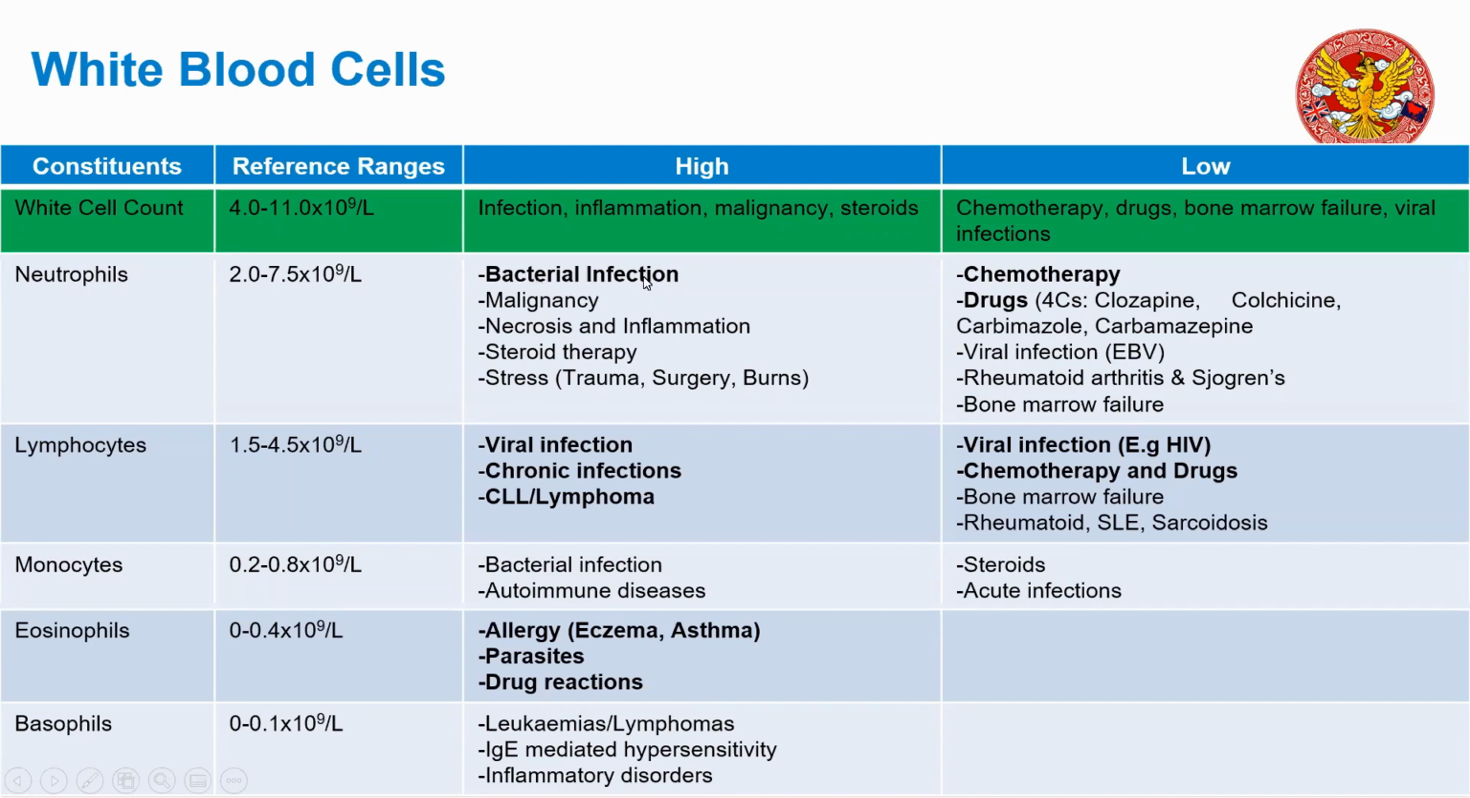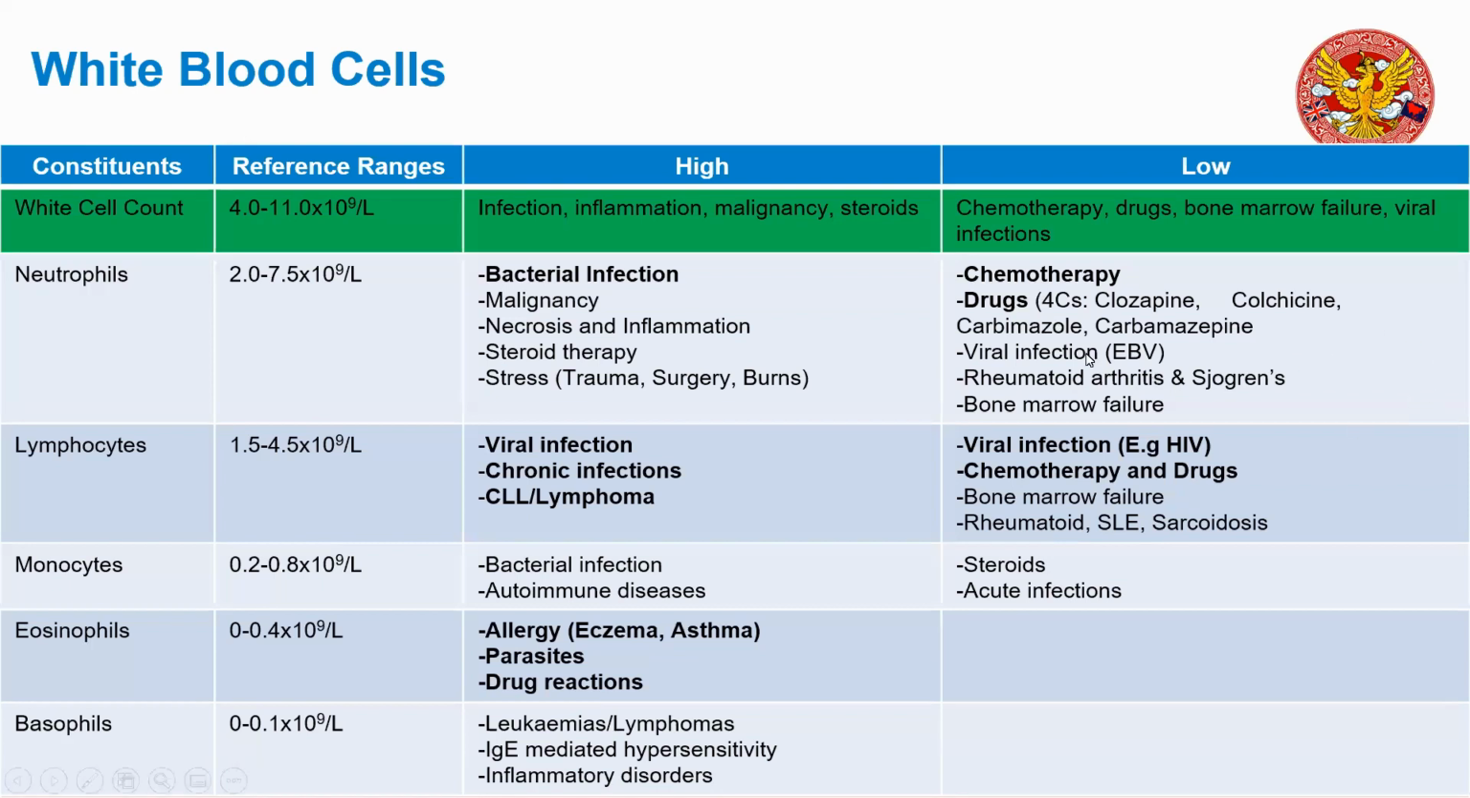A high neutrophil count is generally associated with a bacterial infection. Other things like malignancy, general inflammation, the use of steroids or stress, such as trauma or surgery, can also cause an increase in the neutrophils. But when you see a high neutrophil count, think bacterial infection. And a low neutrophil count, you want to think about chemotherapy, as well as certain drugs. I summarized it here as the 4 C's that you need to absolutely be aware of. Clozapine, colchicine, carbimazole, and carbamazepine are associated with a low neutrophil count.